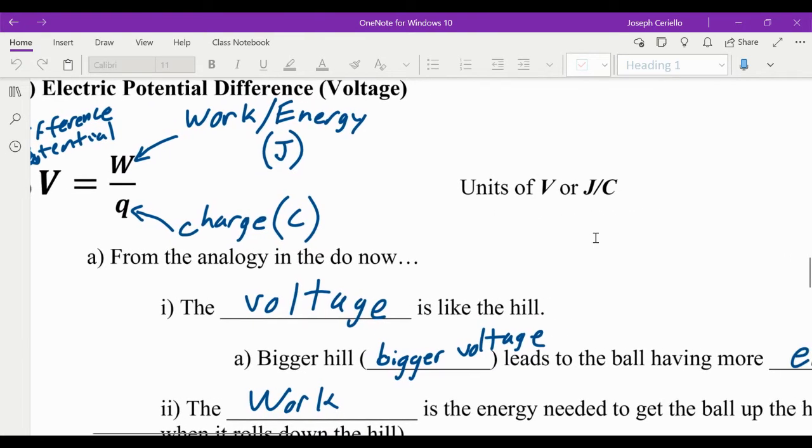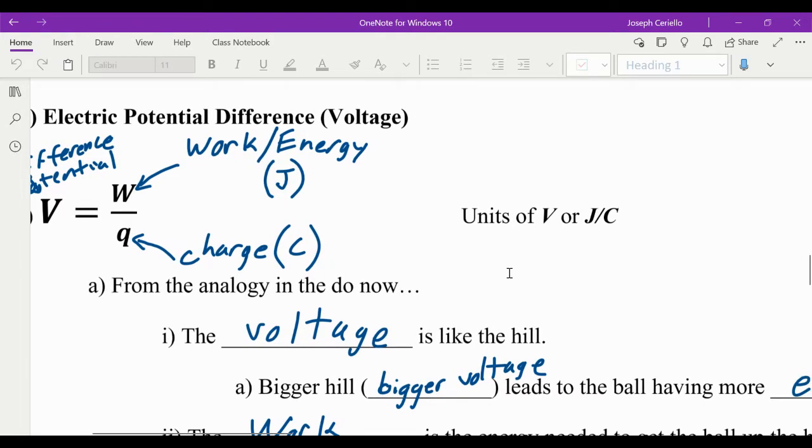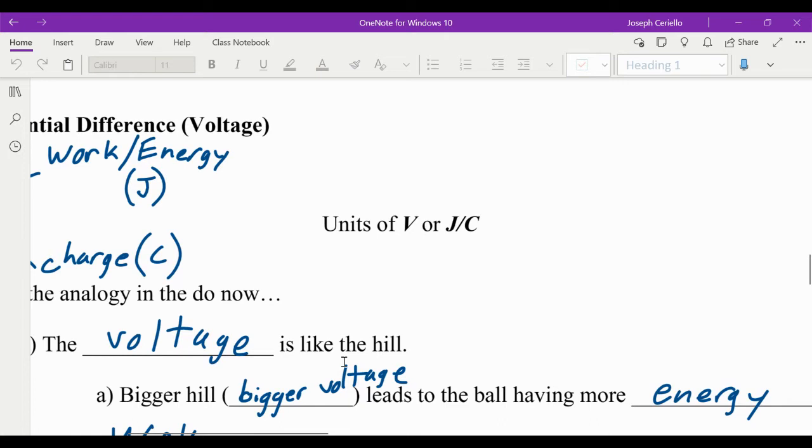So let's think about our analogy from earlier. Voltage is the hill. Voltage is like an electric hill. Think of a regular hill that you know. If you have a bigger hill, the ball goes down the hill faster. If you have a bigger voltage, the charge moves faster through the voltage. Think about voltage like a battery.